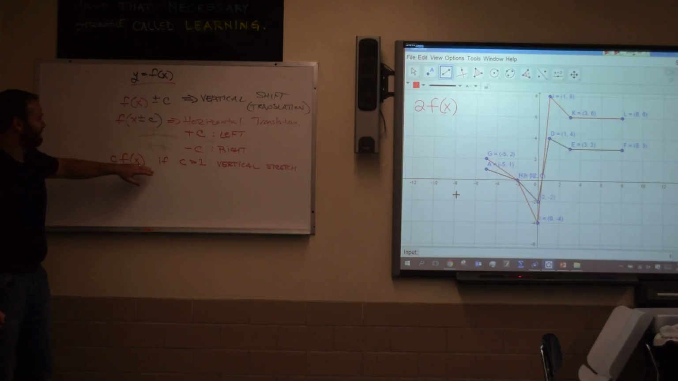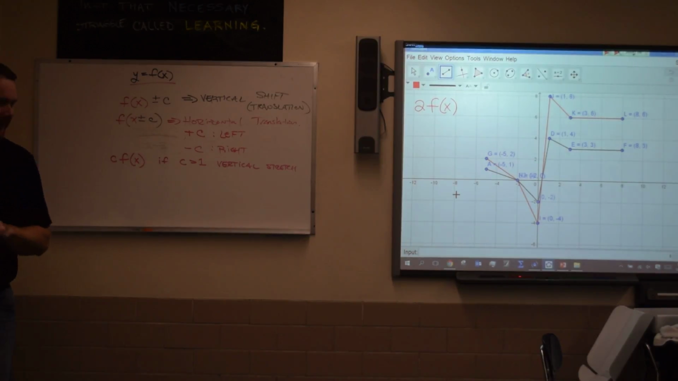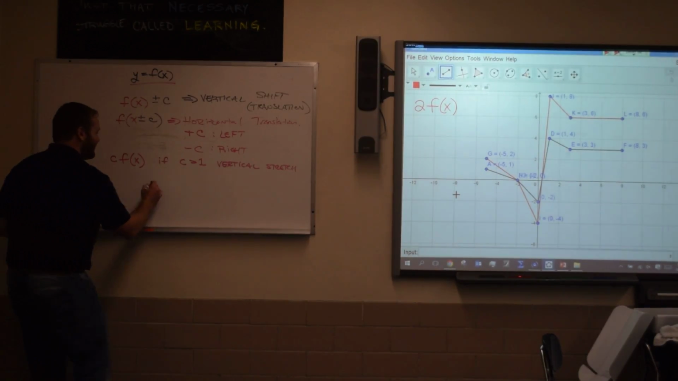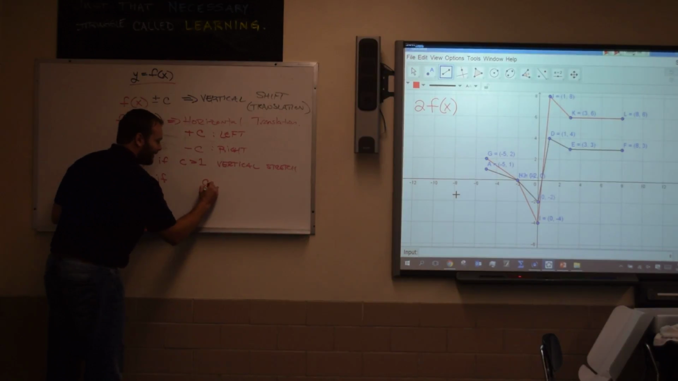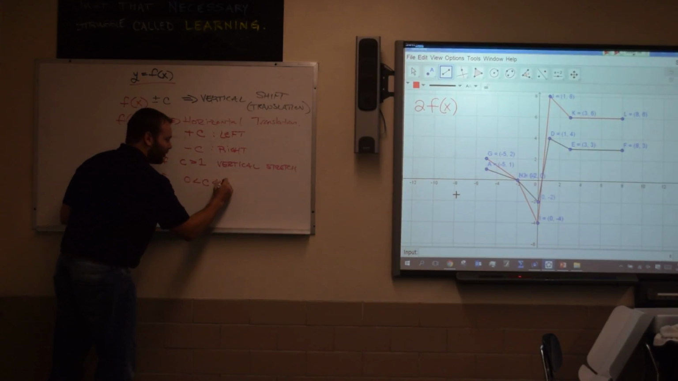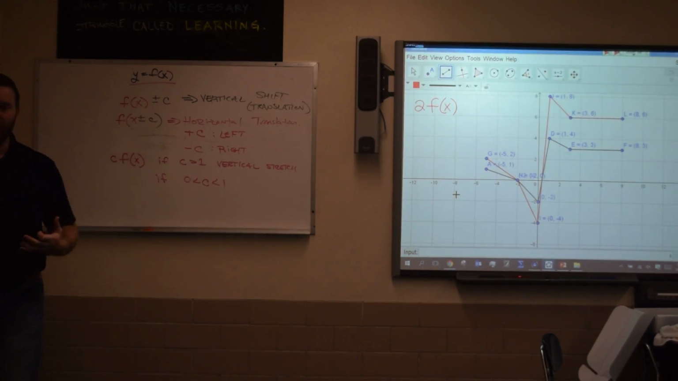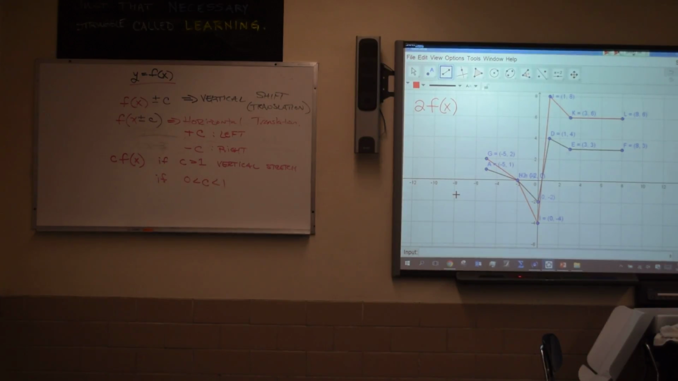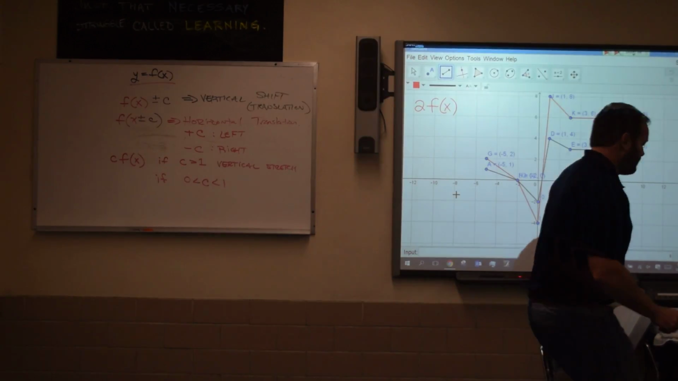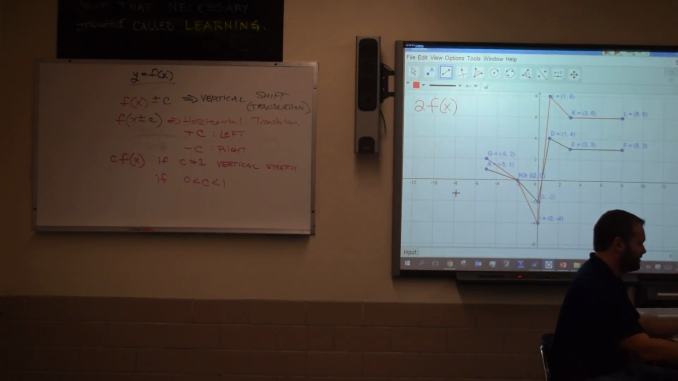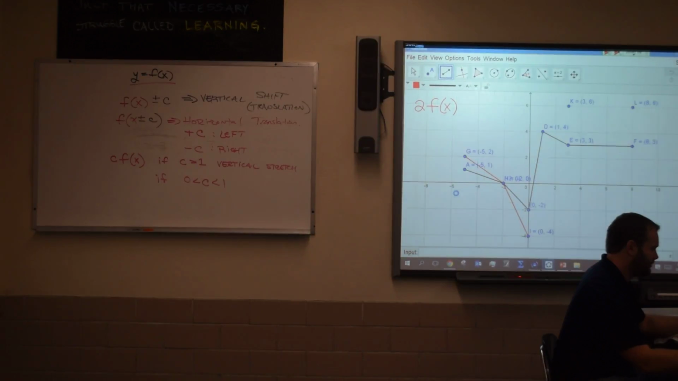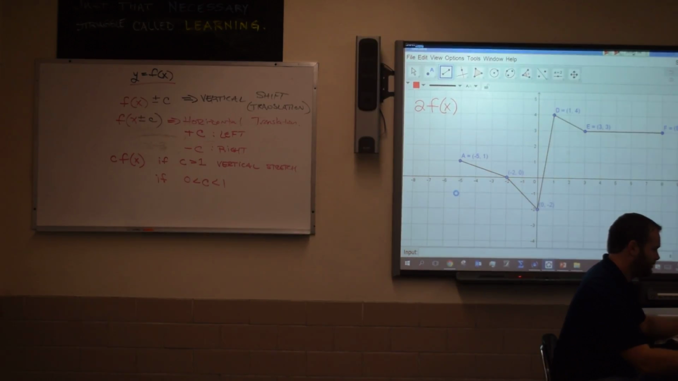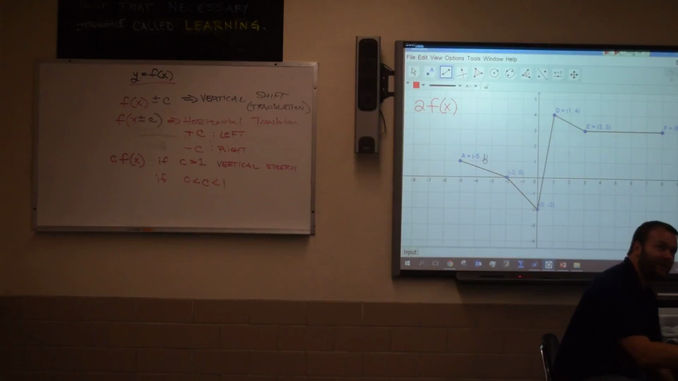Alright, so C, f of x, if C is greater than 1, I get a vertical stretch. If C is between 0 and 1, think about numbers between 0 and 1, like fractions, like a half. Well, if I multiply my y values by a number between 0 and 1, let's say that we use a half.